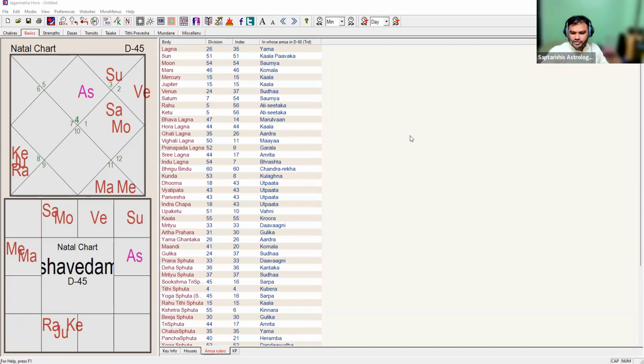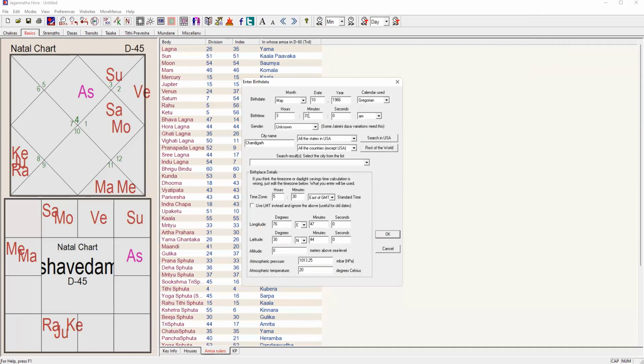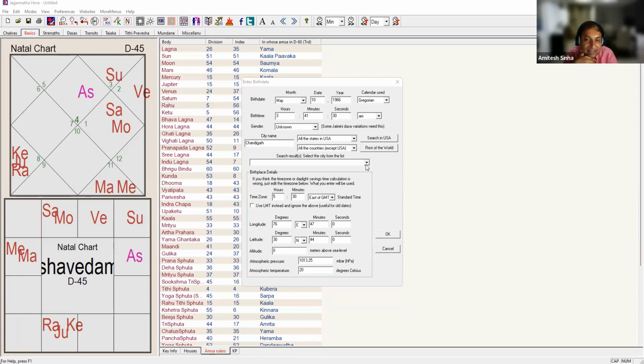मधुसूदन जी ने डाला है सर, BTR टाइम इज 3:41:30. अच्छा, इन्होंने कर दिया. सर थैंक यू. लेट्स सी, 3:41:30. So moon should come to Aries, I think, in D60.